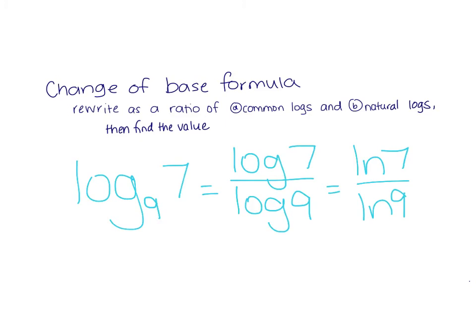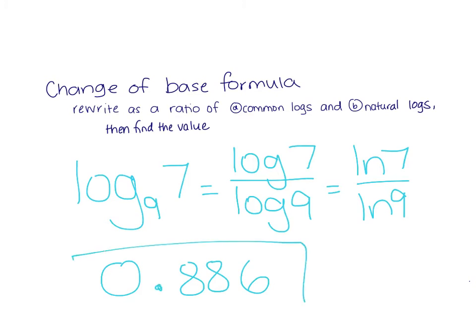So even if your graphing calculator allows you to change the base, make sure you know how to write it as the ratio because it's going to ask for it. And then also make sure you know how to get from just writing the ratio to getting your answer, which should be 0.8856, which is 6. Be careful with your rounding. I'm going to be picky. So you need to know how to do all those parts.